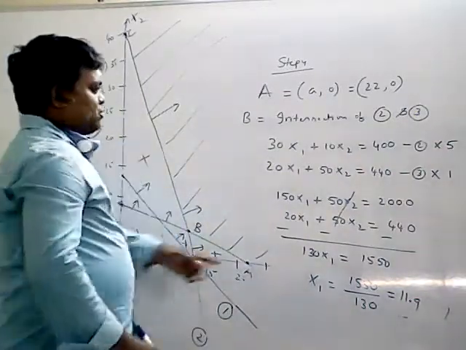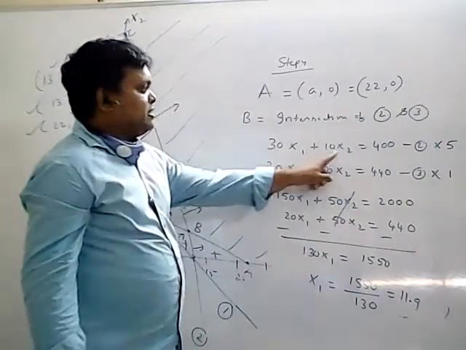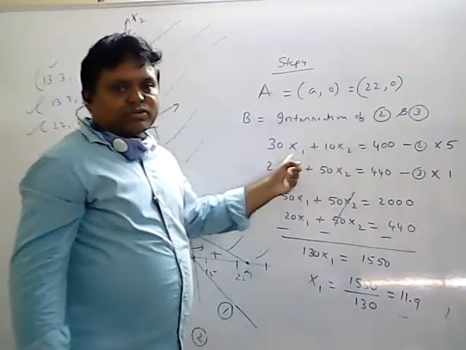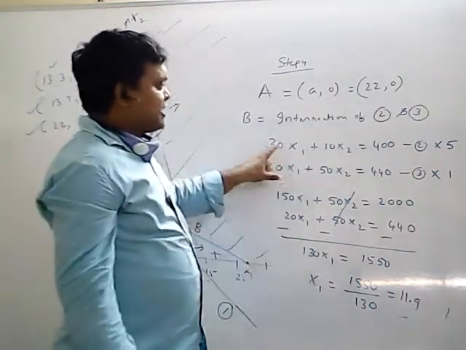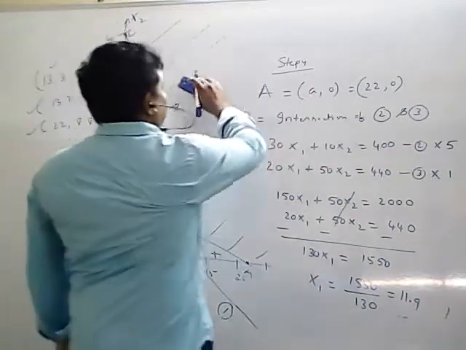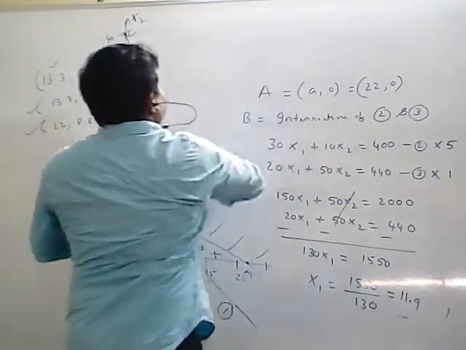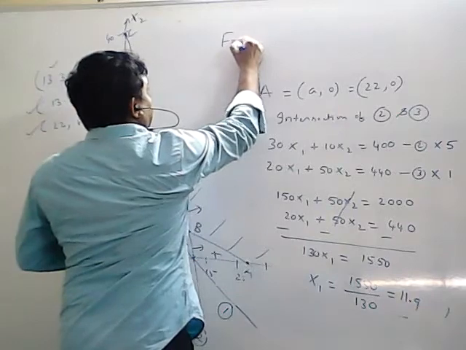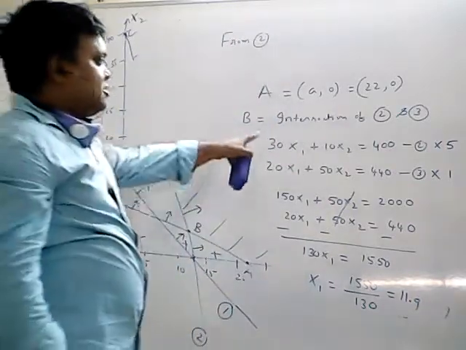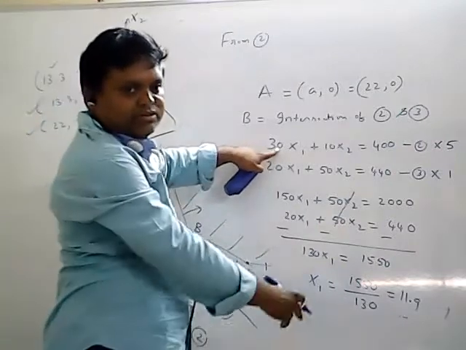Okay, and then substitute this x1 value in equation 2 or equation 3. If you substitute in equation 2 or equation 3, you will get the remaining value. So I am substituting x1 in equation 2. Next step, from equation 2, I am putting the x1 value 11.9.